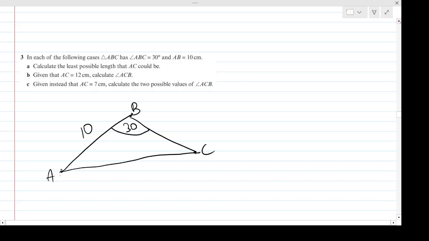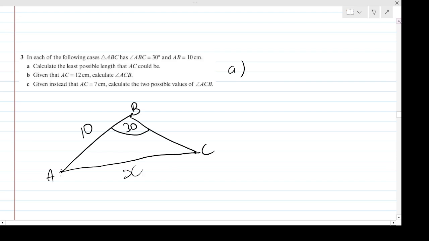And that's all we're given really. Part A then says calculate the least possible value that AC, which is this length here, could be. So the least value, what that is saying then, okay, this is quite difficult. This is quite a difficult question to realise because of this one idea.